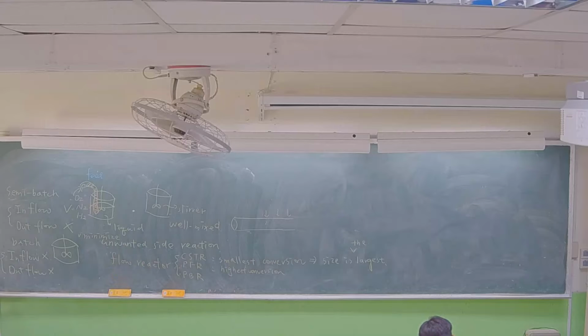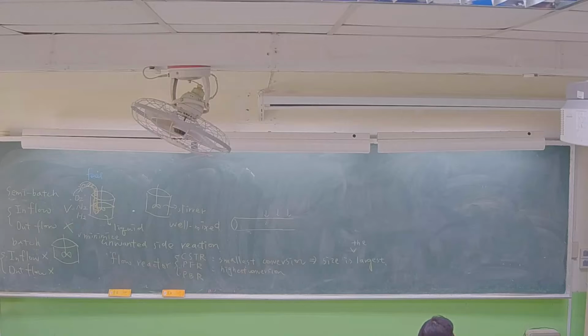And the second one, because the temperature is hard to control, hot spots will occur when the reaction is exothermic, especially at the deep side of the reactor. Some hot spots will damage your reactor. Okay, let's see.